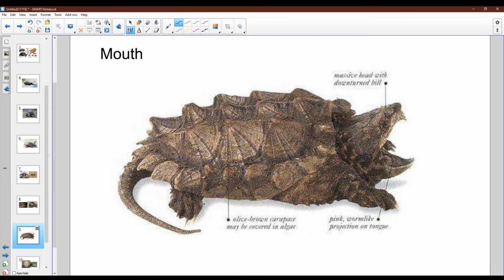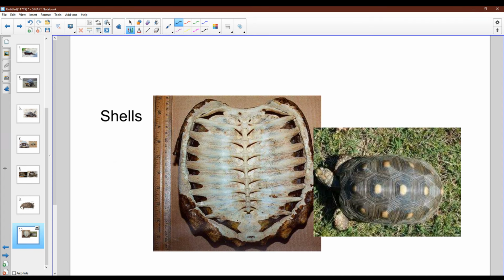And so a little bit about the mouth. Their mouth doesn't really have teeth. It's more like a beak. Think of it as sharp knives coming together. The whole idea here is to cut the food and then to be able to chew the food. But for the most part, they just swallow their food whole. Original turtles, the fossil evidence shows that they did have teeth, but they have lost those teeth.